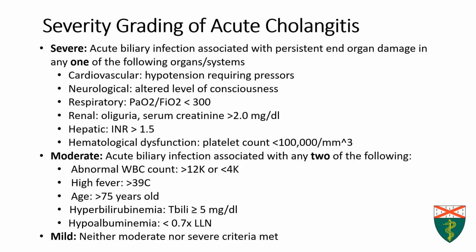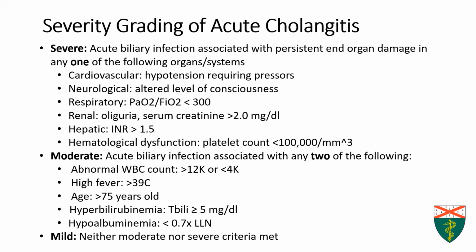Formally, it is defined as having acute cholangitis with any two of the following: an abnormal white count, high fever, older age greater than 75 years, total bilirubin equal to or greater than 5 mg per deciliter, and hypoalbuminemia less than 0.7 times the lower limit of normal.